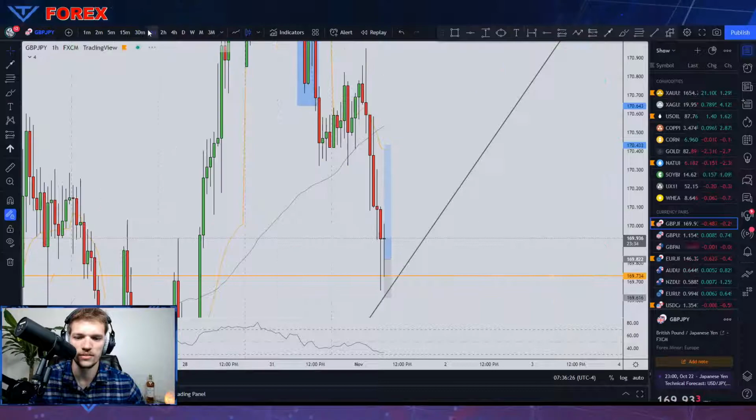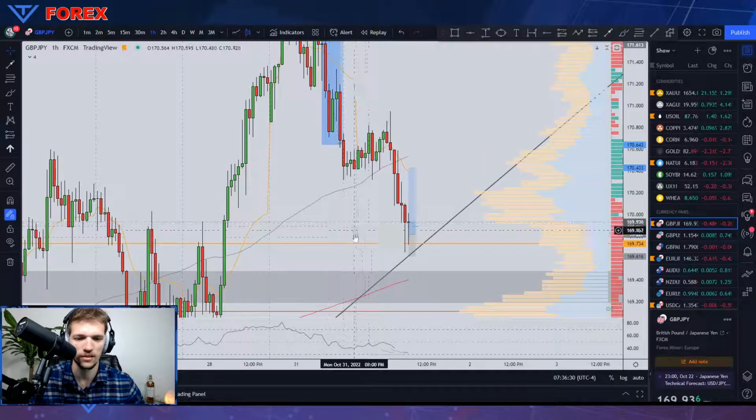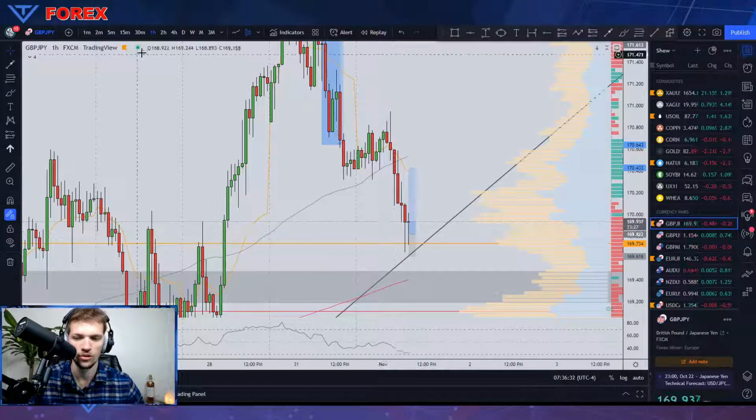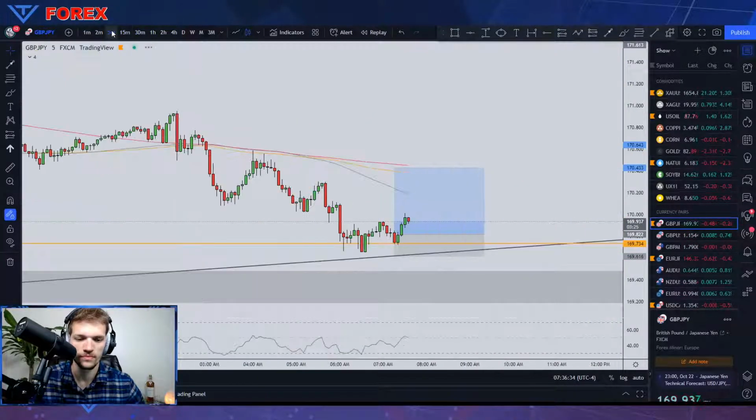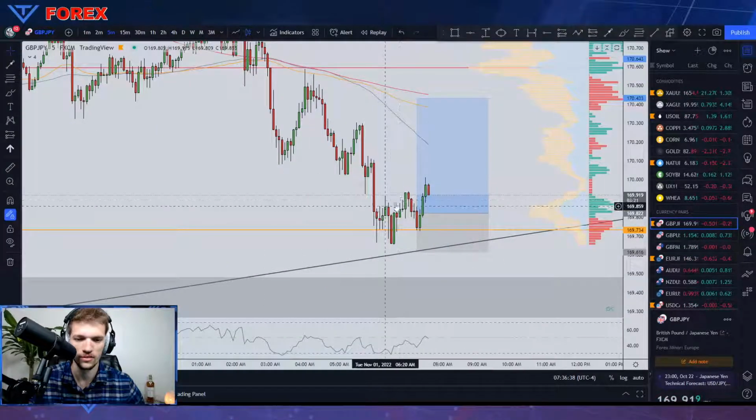Alrighty, let's see here. Getting some nice rejection to the downside here on the 1 hour chart on pound yen. Getting a little bit of a retest here for this breakout.